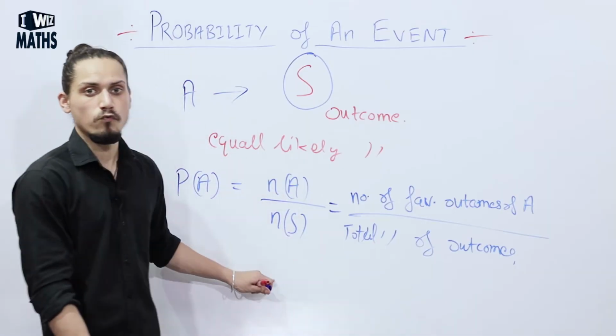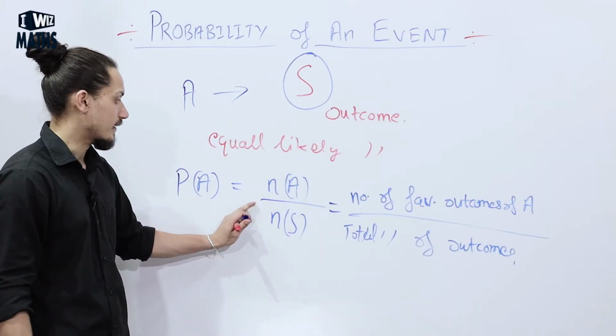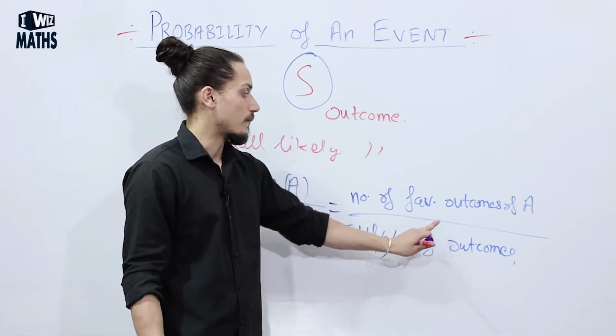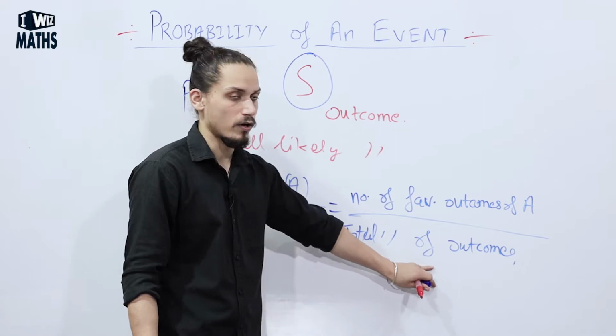This is the formula to find the probability of an event, that is the number of elements in A divided by the number of elements in S, or the number of favorable outcomes of A divided by the total number of outcomes.